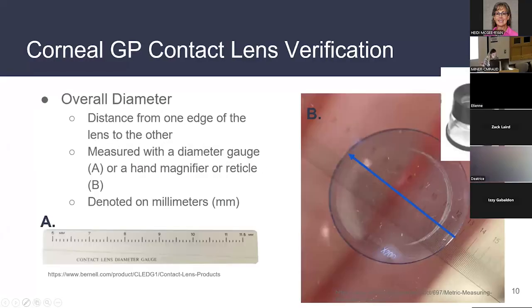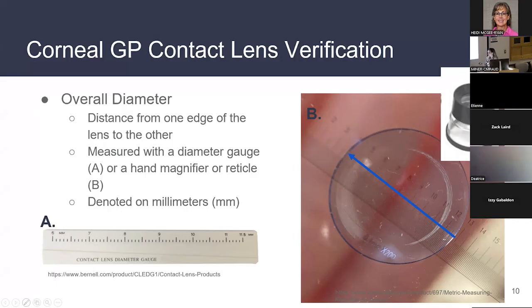The next parameter we're going to discuss is the overall diameter of the lens. So this is the distance from one edge of the lens to the other. It's that blue line that was on the previous image. There are really two ways to do this. One of them is to use a diameter gauge, which is what you see here in image A. We do not have one of these at the hospital right now, but I know they have them in Brighton and Webster. This makes the process extremely easy.